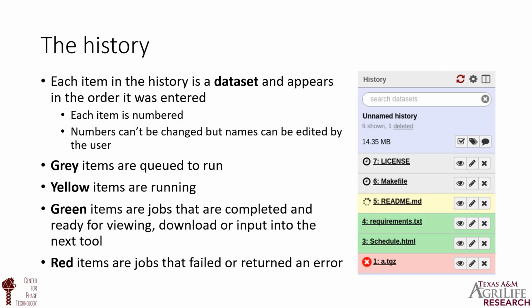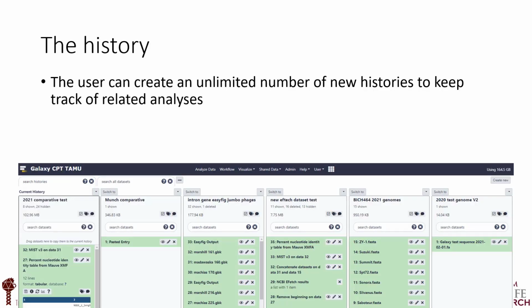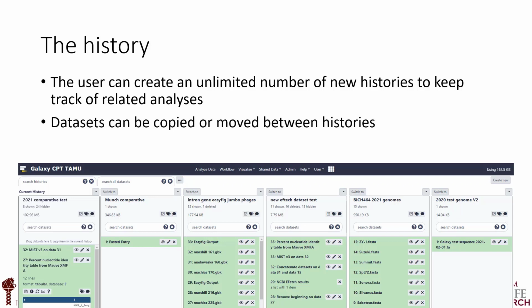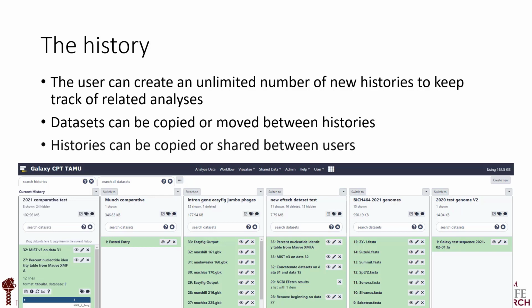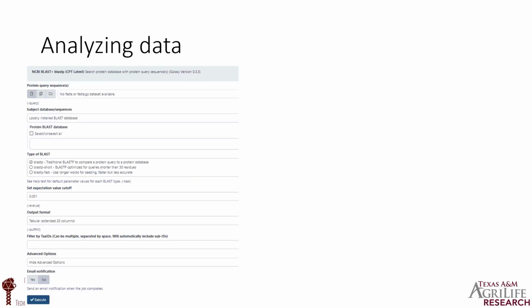Red items are jobs that failed to run or returned an error. In the case of red jobs, the user can investigate the bug report which is generated to determine if it's a user error or a problem with the system. The user can create an unlimited number of new histories to keep track of related analyses. The window here shows the history browser window, where the user can sort through and manage all the histories they've generated. Datasets can also be copied or moved between histories, and they can also be copied or shared between users in the same Galaxy instance.